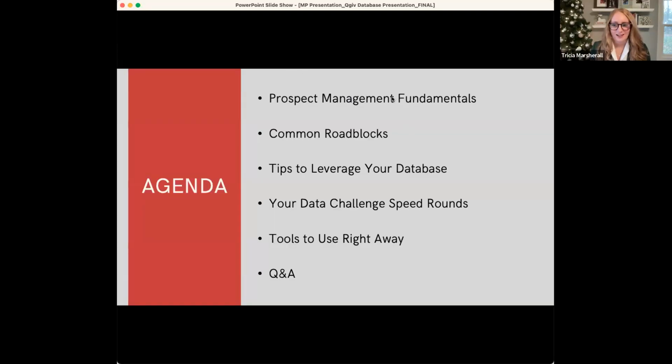I am a self-proclaimed and very proud data nerd. So we will be digging into the data. We are going to let our nerd flags fly with that data. We are going to be talking down through prospect management fundamentals, some of the common roadblocks that I see with clients, and we work with clients across the country.